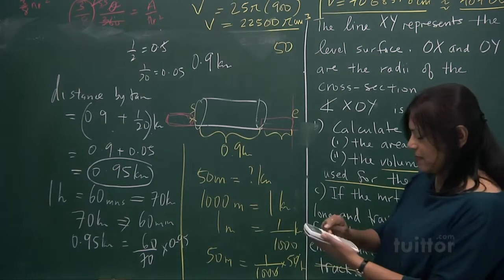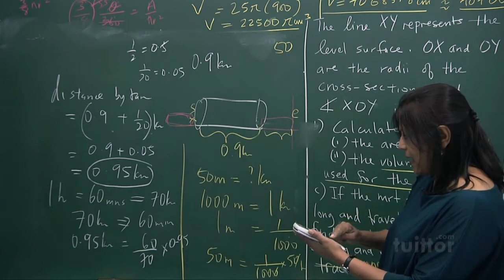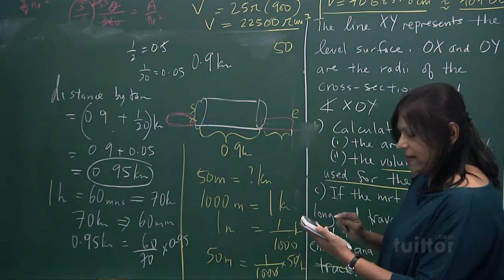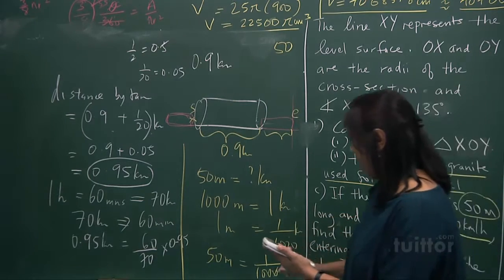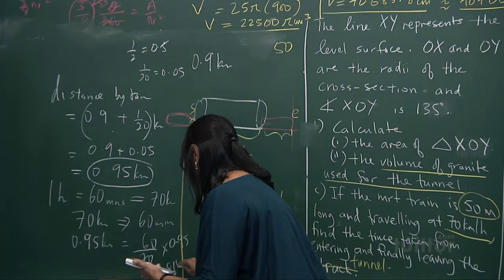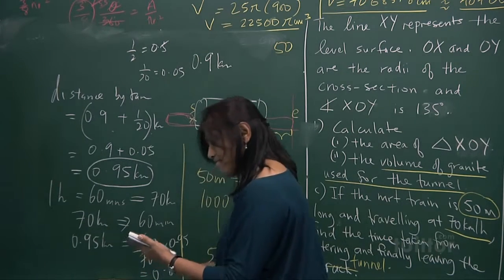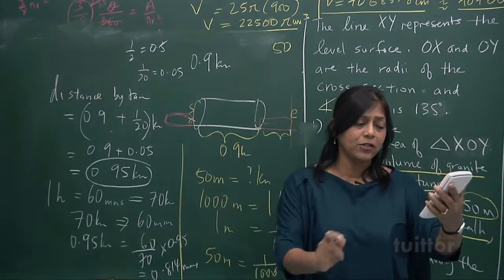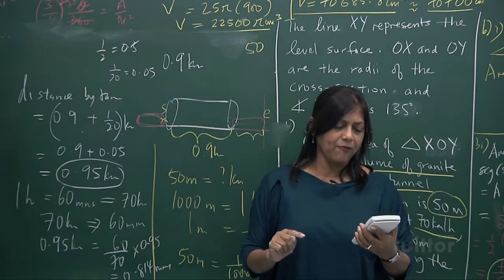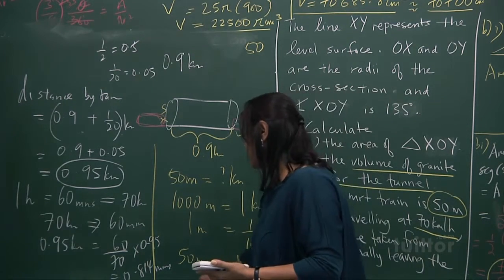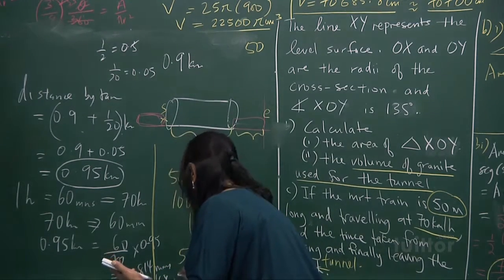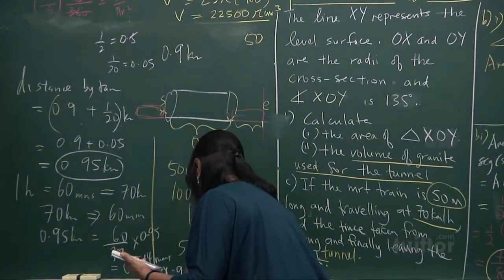60 divided by 70 is 6 over 7. So you get 6 times 0.95 divided by 7, and you get 0.814 minutes. If I were to change it to seconds, I multiply it by 60 again, and I get 48.854 seconds, which is about 48.9 seconds.